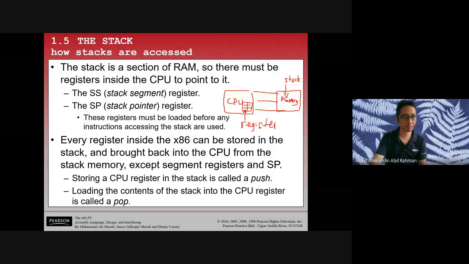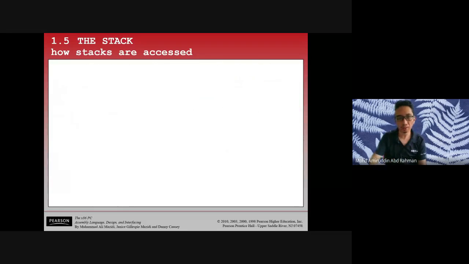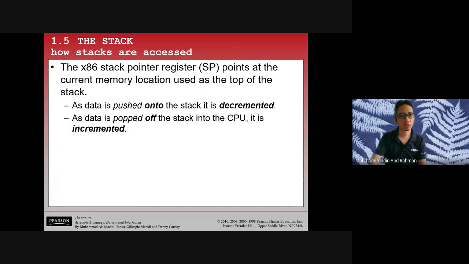All right, so store, we push and then pop, and load back the content into the CPU register. The x86 stack pointer register, the SP, points at the current memory location used as the top of the stack. As data is pushed onto the stack, it is decremented, so it will reduce one by one. As the data is popped off the stack into the CPU, it is incremented.